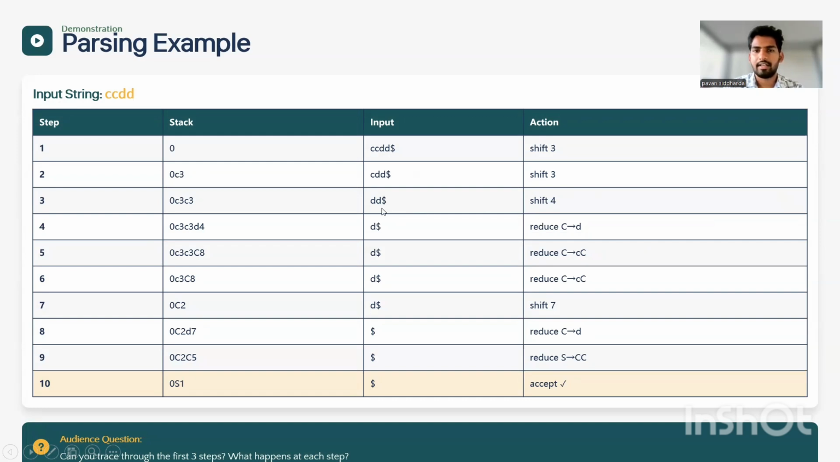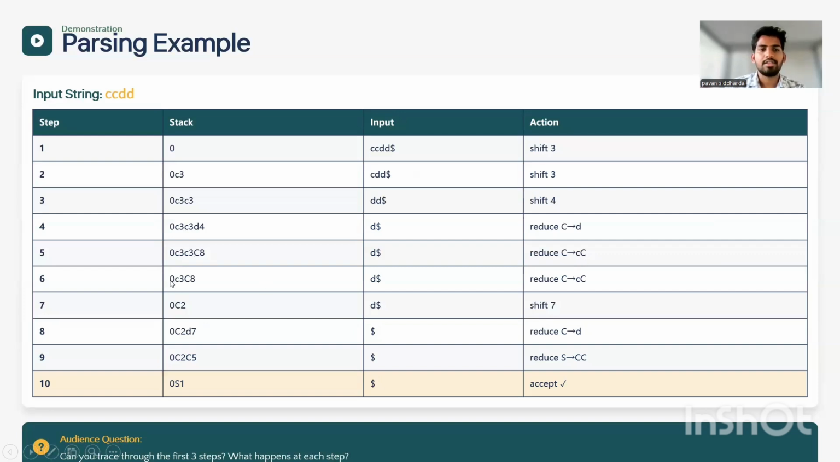And we need D, terminal D. So we should shift 4. The stack becomes 0C3C3D4. We will end up having D only, so here it is reduced. We should reduce C to D. Then the stack becomes 0C3C3C8. The input will be D already. We should reduce C to cC.